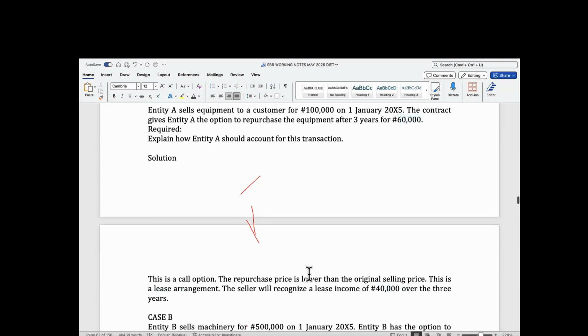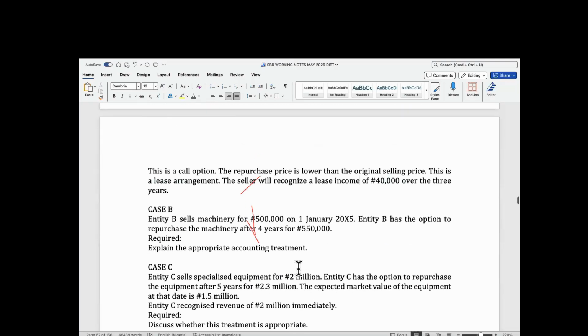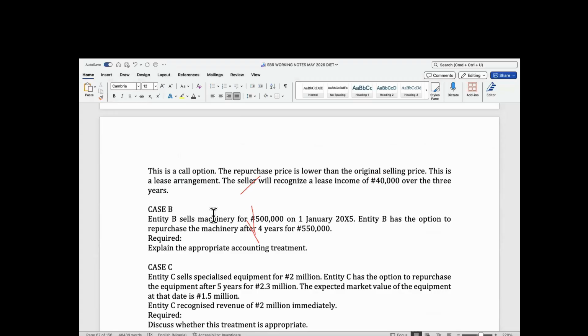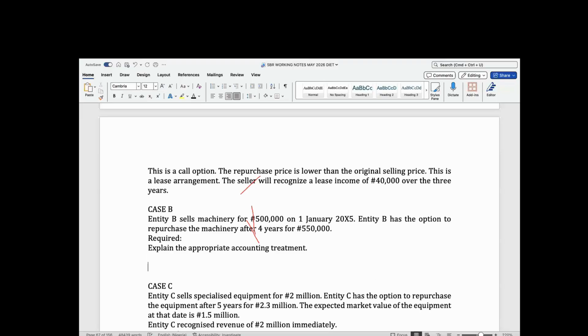over the lease term. Now, scenario B is where entity B sells machinery for 500,000 on 1st January 2005. Entity B has the option to repurchase the machinery after 4 years for 550. Explain the appropriate accounting treatment here.